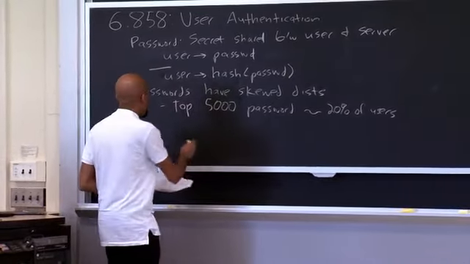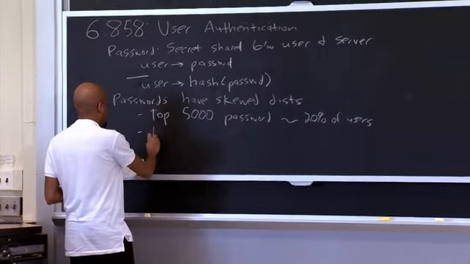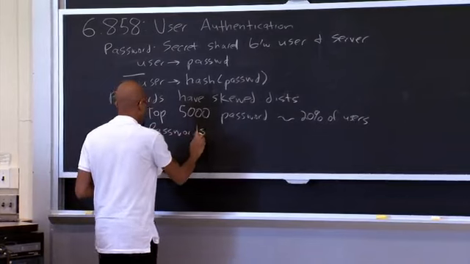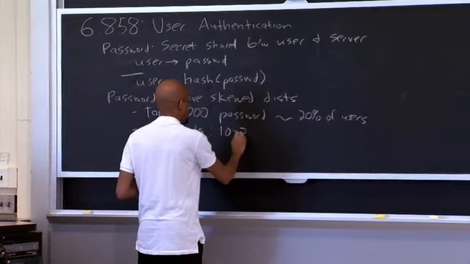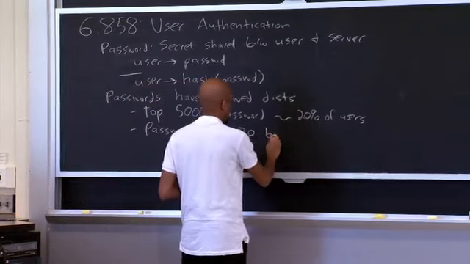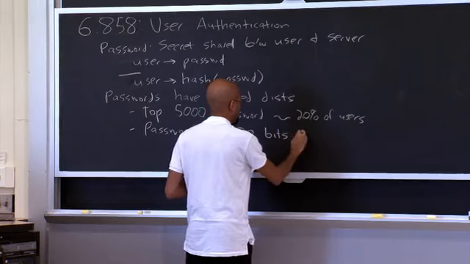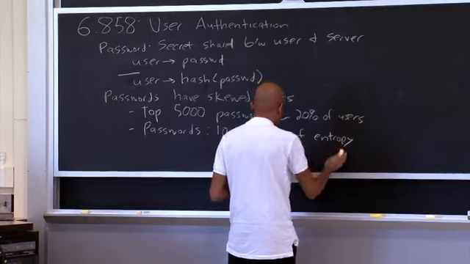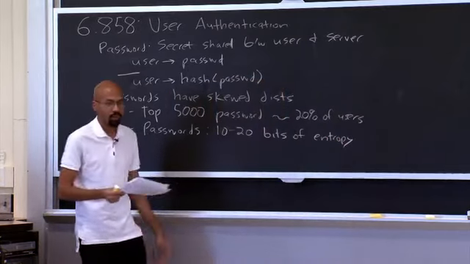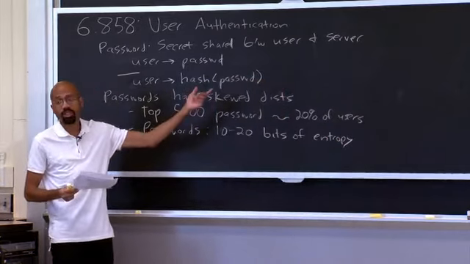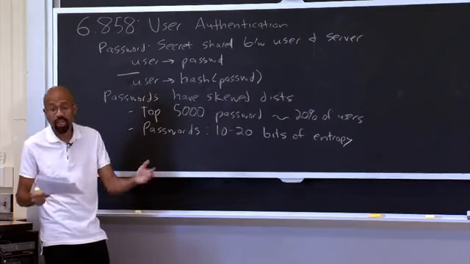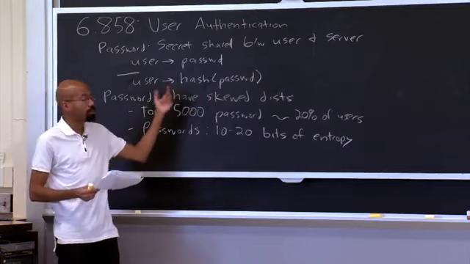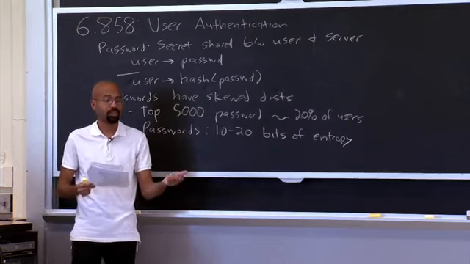And so folks at Yahoo found that passwords have roughly 10 to 20 bits of entropy, 10 to 20 bits of randomness in them. And that's actually not that big, right? So for example, if you think about what this hash function here might be, maybe it's something like SHA. Modern machines can actually calculate millions of these hashes every second, right?